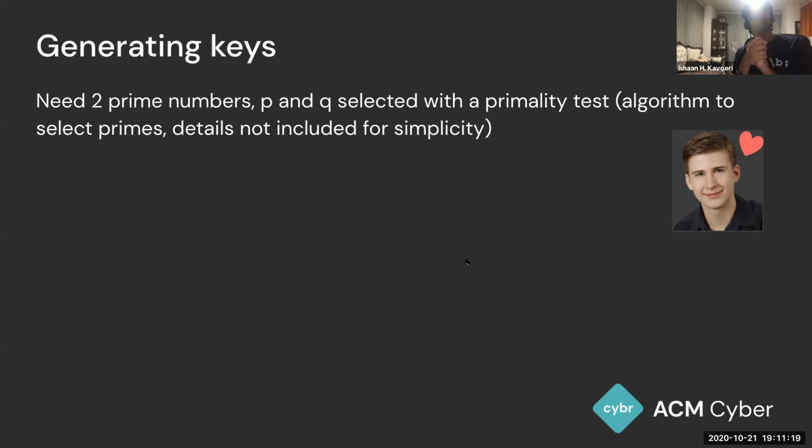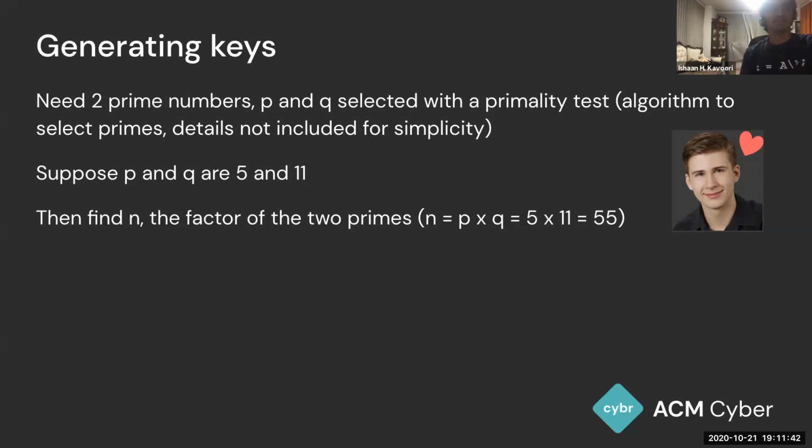Okay, so you need two prime numbers, right? Let's call them P and Q. Those are selected with a primality test, an algorithm to select primes. I'm not going to talk about it just for simplicity. Like I said, this is going to be a very bare bones example with small numbers. So let's say P and Q are 5 and 11, two primes, right? Now you need to find N, the product of those two primes. And that's easy. It's 55.